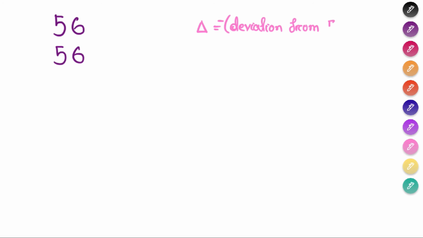Suppose we have to multiply 56 into 56, that is 56 square. So again here, first we have to find delta. Delta was the deviation from 50. Actually delta is minus of the deviation from 50. Here 50 plus 6 gives us 56. So the deviation was plus 6. So minus of plus 6 gives us minus 6. Let me write over here, this is the unit place, this is the 10th place, this is the 100th place.